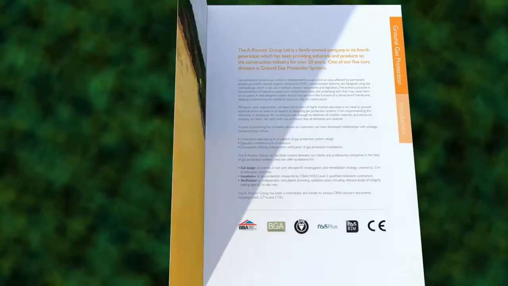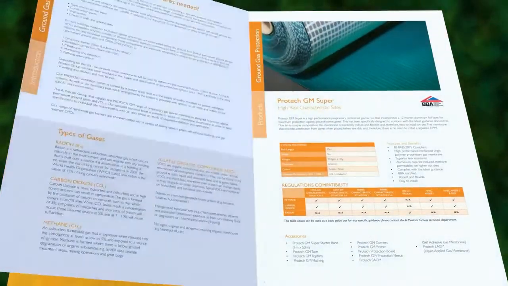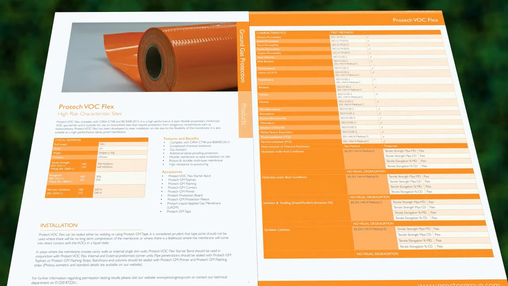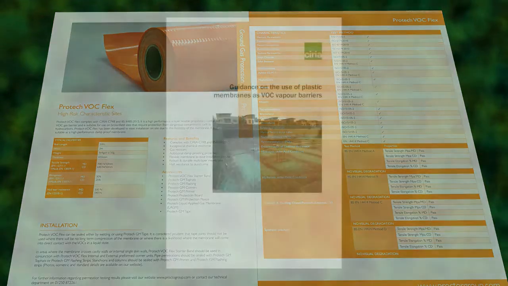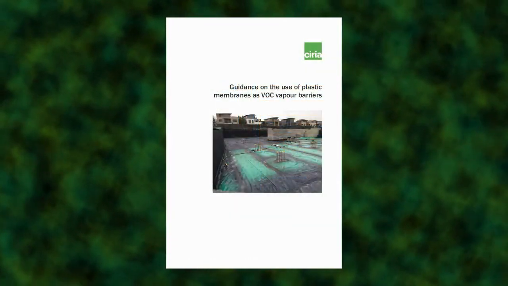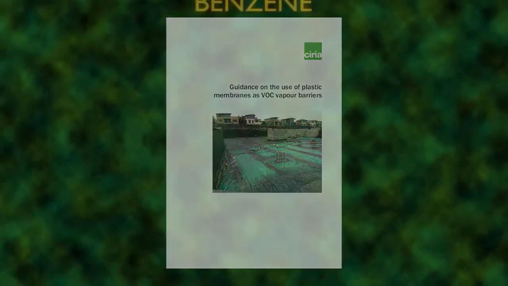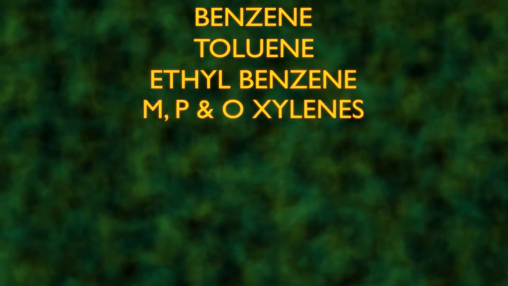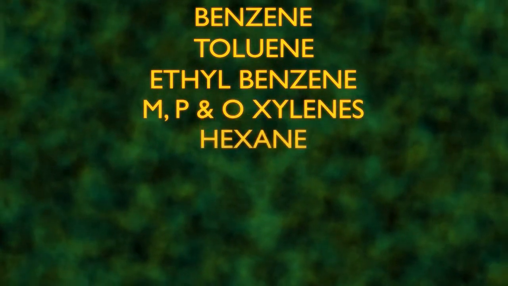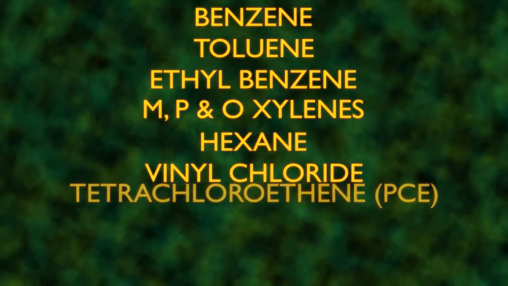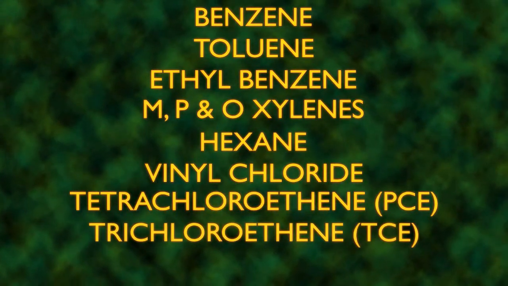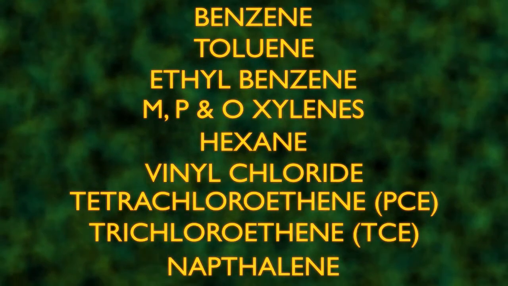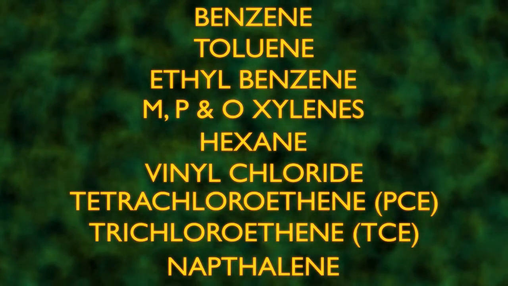Membrane manufacturers must therefore ensure this information is available and presented in standardised form to allow specifications to be easily compared and the implications for risk assessment to be fully considered. Series 748 lists the following substances as likely to require permeation testing: benzene, toluene, ethylbenzene, MP and O xylenes, hexane, vinyl chloride, tetrachloroethane, trichloroethane and naphthalene. Designers should satisfy themselves that the remediation measures specified are appropriate to the conditions likely to be encountered on individual sites.